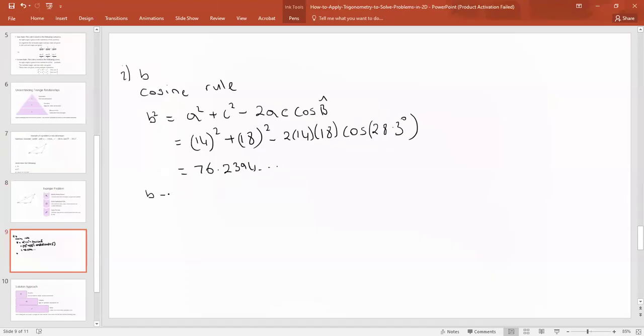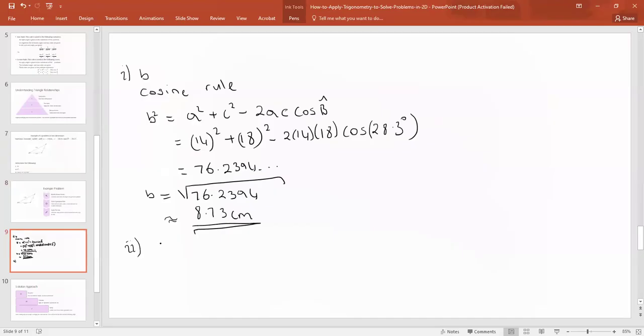So our B will be equal to the square root of 76.2394, and you're going to have approximately 8.73 centimeters. This is the value of the side B. So what next? We now need to determine angle C.